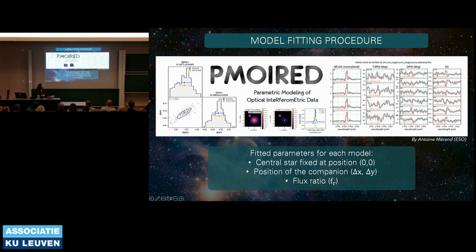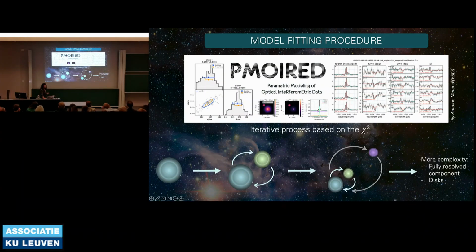So my models are rather simple, usually 2 points or 3 points, as I will show you later, and we check the multiplicity of the system. We fix the position of the central star at 0. We also fix the flux of this star at 1. Then we get the position of the companion and the flux ratio relative to the central star. And this is an iterative process.